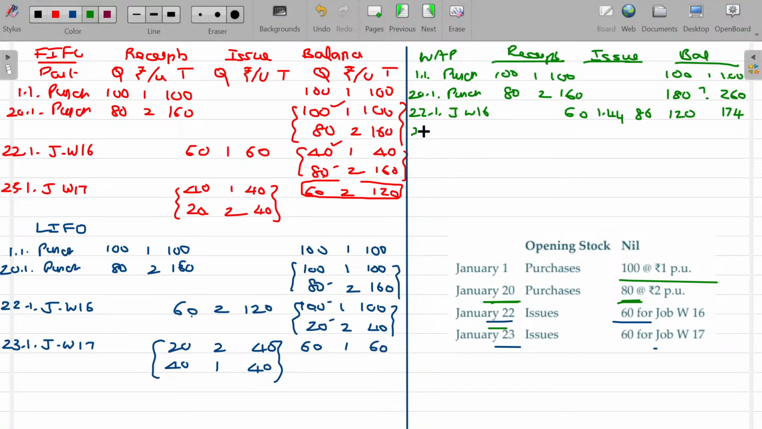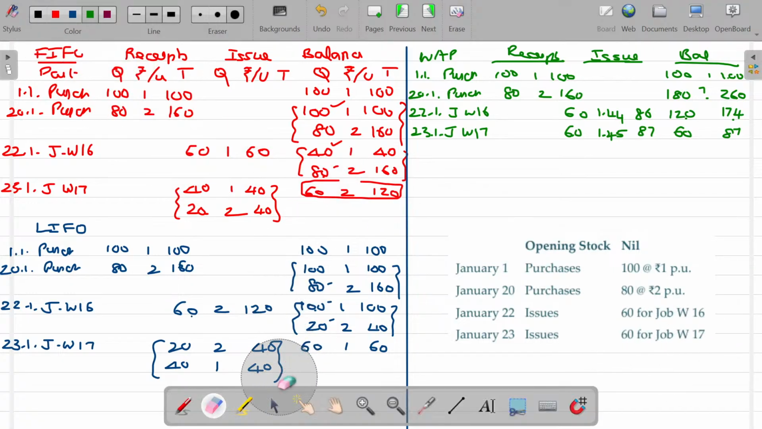Again 23rd January, job W17. How many units? 60 units, the same rate, 174 by 120. I think rounding error leads to the price being 1.45 now, 87. So finally 120 minus 60, 60. 174 minus 87, you get 87. Clear? This is under the weighted average pricing method.